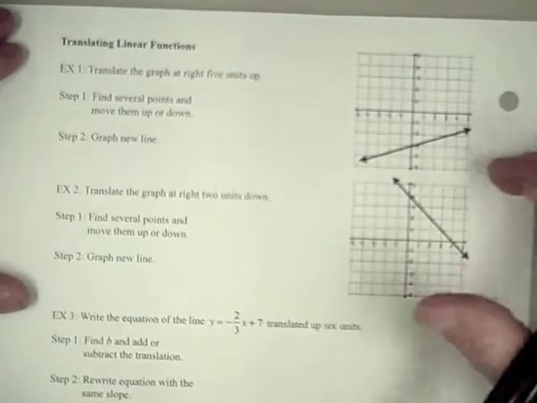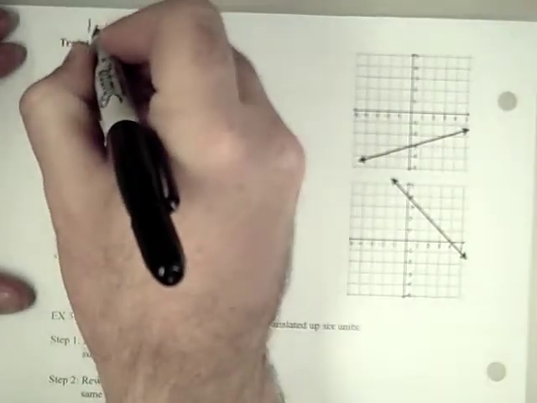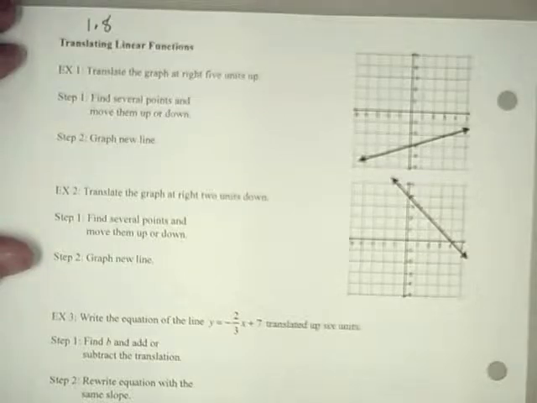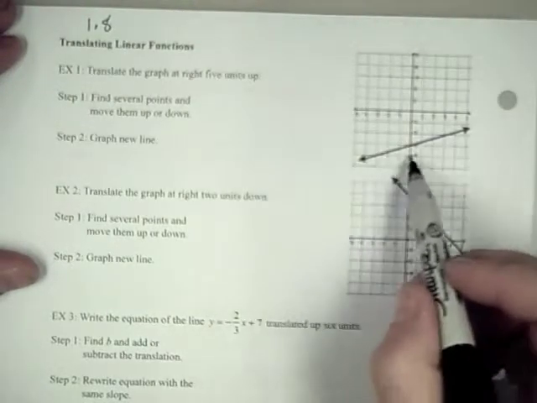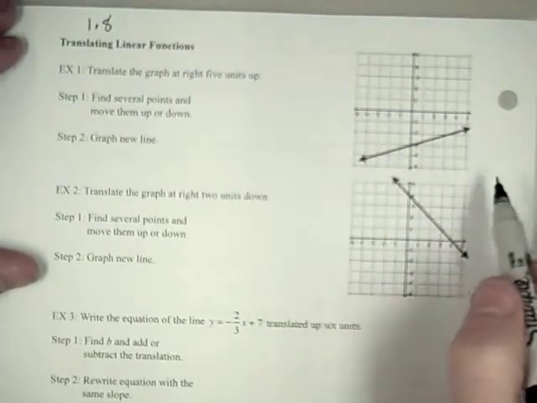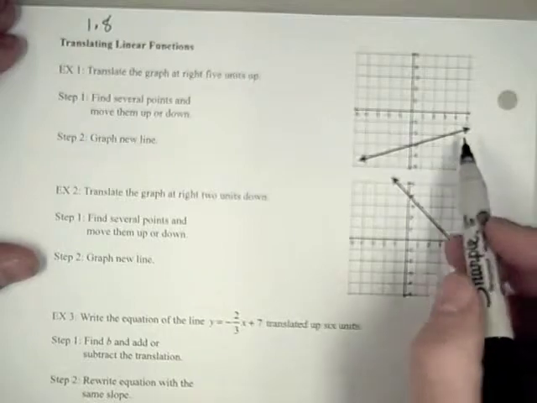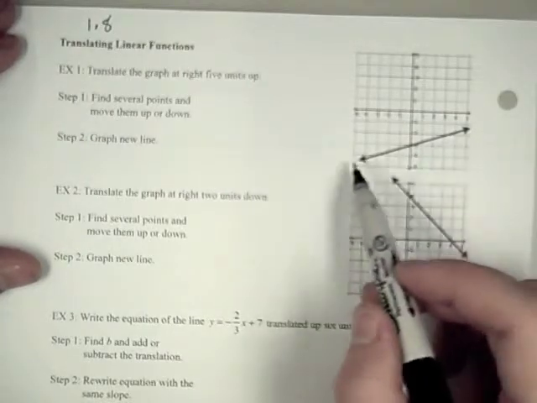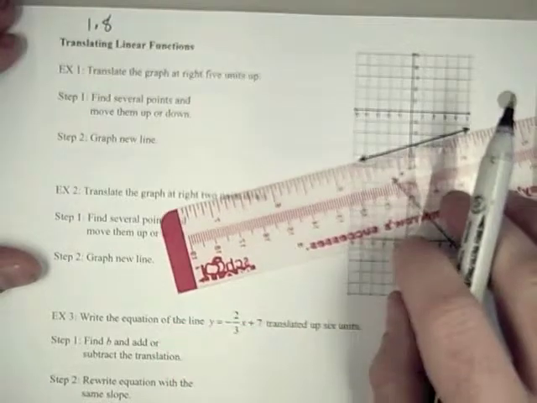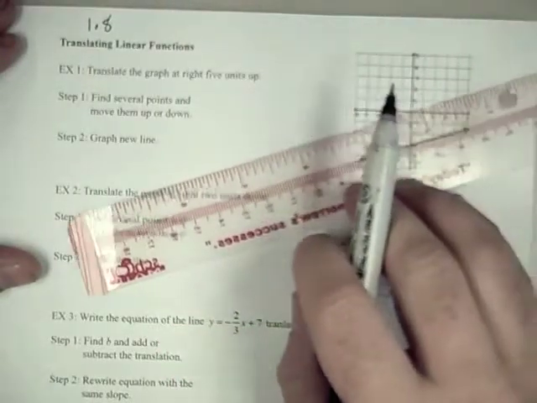These notes deal with objective 1.8, translating linear functions. When we translate a function, we are either moving it up and down or side to side on the coordinate plane. We're not changing the function's shape. The line stays with the same angle, but we move the line either up and down or side to side.